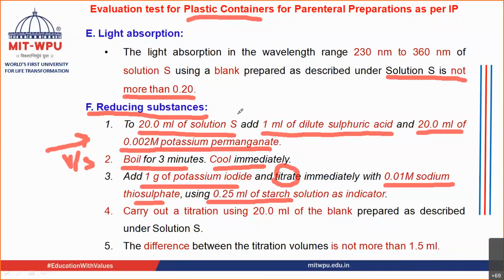Then after titration, you are going to do the same titration. This you have done with solution S. The same titration you are going to carry out with your blank also, right? The solution S that you are going to use is 20 ml. In the similar manner, the blank that you are going to use is 20 ml, right? So you are going to carry out the titration of your sodium thiosulfate against solution S, and against blank also.